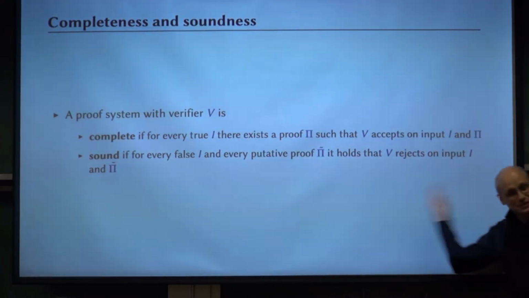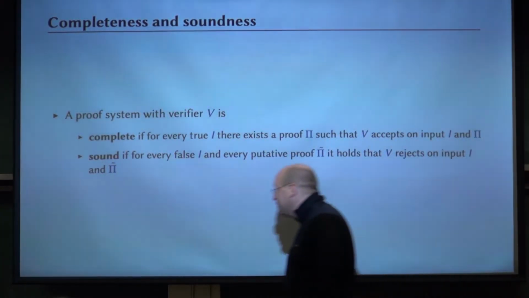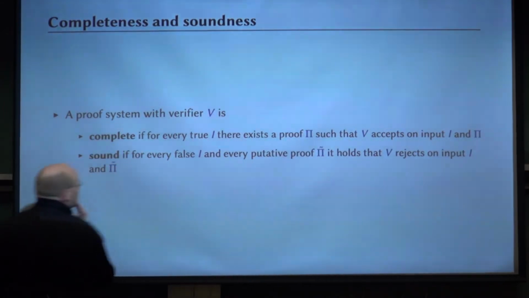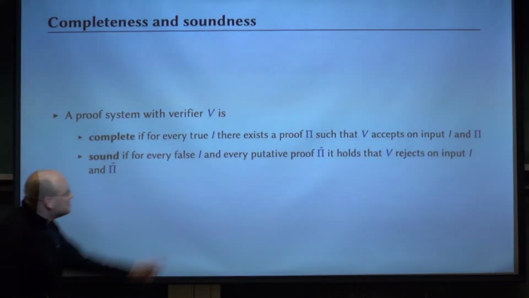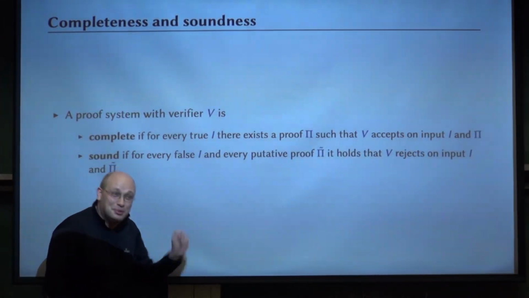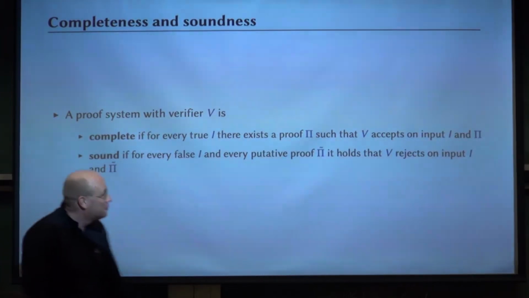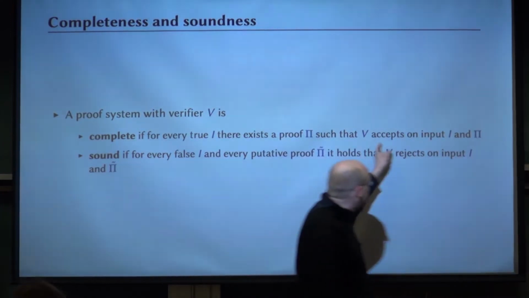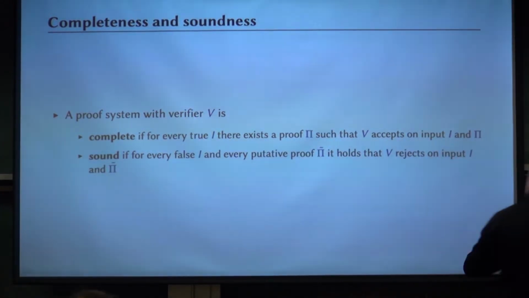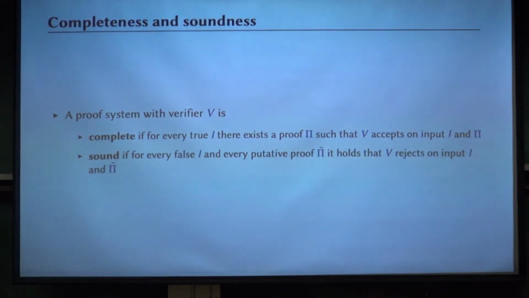So there are two things that usually you want out of a proof system, namely completeness and soundness. For a proof system with a verifier V, we say that it's complete if for every true instance, a claim that is really true as given by the decision algorithm, there is actually a proof pi such that the verifier accepts, given as input the instance and the proof. Hopefully the proof somehow eases the act of verifying I.